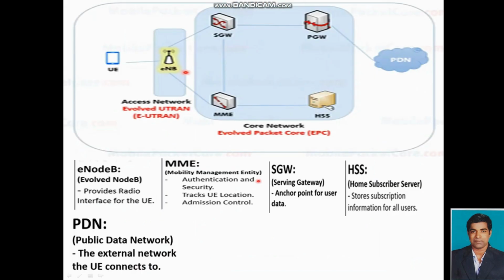Here eNodeB provides the radio interface for the user equipment. The mobility management entity, MME, takes care of authentication and security, tracking the UE location, and admission control. The service gateway is the anchor point for user data. HSS, the home subscriber server, stores subscription information for all the users. PDN, the public data network, is the external network the UE connects to.